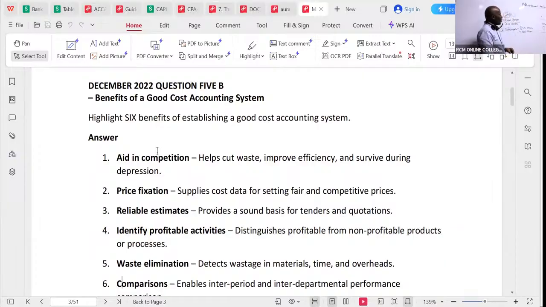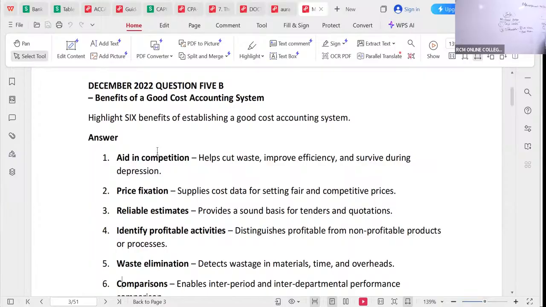All right. So this is the concept of management accounting. We get systems that ensure we are cost leaders. Number 2, if we have a cost accounting system, price fixation will never be an issue. It supplies cost data for setting fair and competitive prices. Reliable estimates, because of the concept of budgeting, and the setting up of quotations.